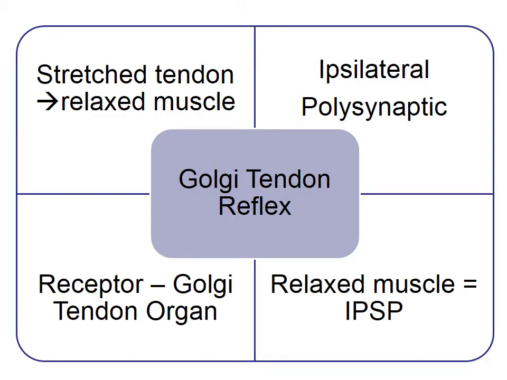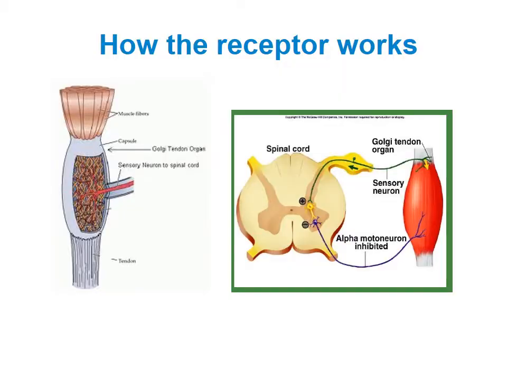A Golgi tendon reflex is activated when a tendon is stretched. The result is the muscle connected to the tendon is forced to relax. These are ipsilateral and polysynaptic, and the receptor is a Golgi tendon organ. Here we see a diagram of the Golgi tendon organ within a tendon and a diagram of the reflex.